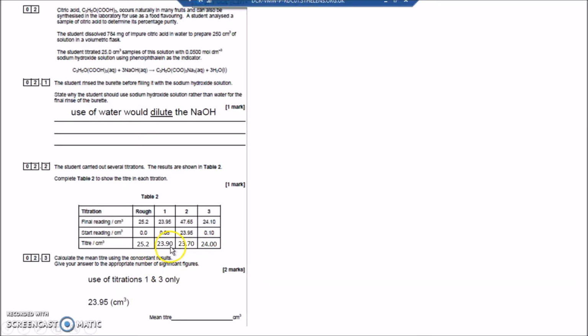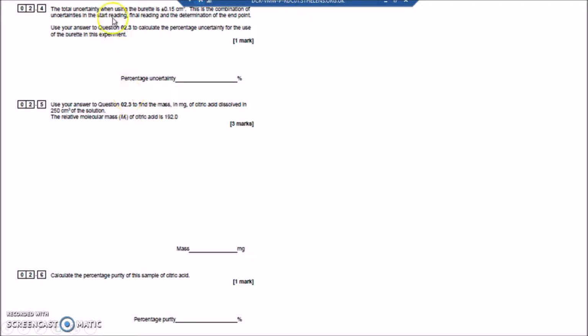Let's take an average: 23.90, 24.00. Add them together, divide by 2, 23.95. The total uncertainty when using the burette is 0.15. So even though the burette's had 2 readings taken from it, the total uncertainty, which means that they've taken into account the fact that you've had 2 readings off the burette, is a combination of uncertainties: the start reading, the final reading, the determination of the endpoint. So everything's been taken into account.